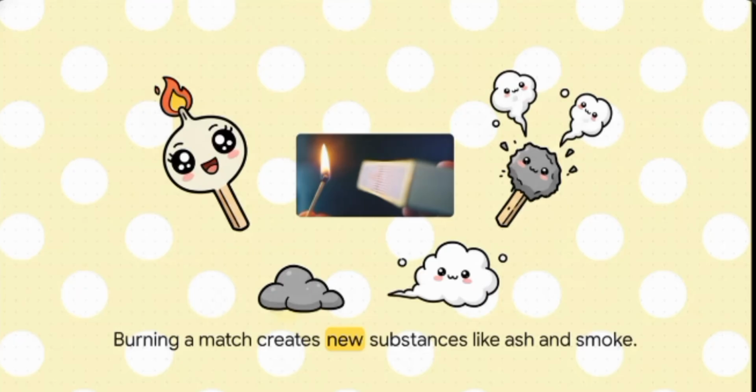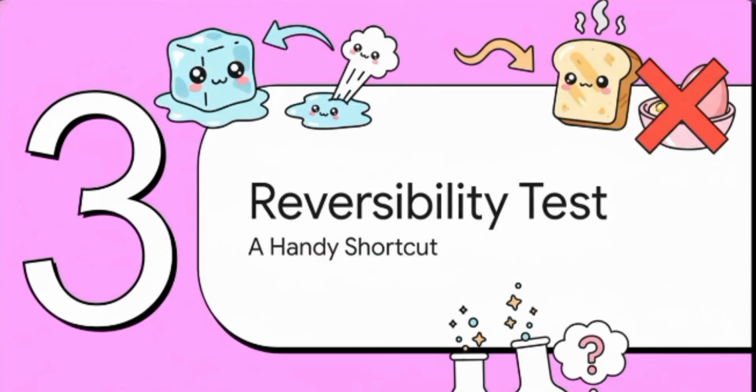Burning something is another fantastic example. When you light a match, the wood is reacting with oxygen from the air, and it's transformed into totally new things: ash, smoke, different gases. You can't just scoop up all that ash and smoke and remake the match. It's impossible. A new substance was created, and that change is permanent.